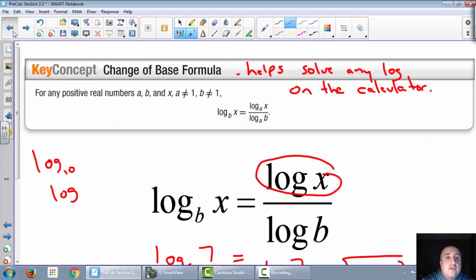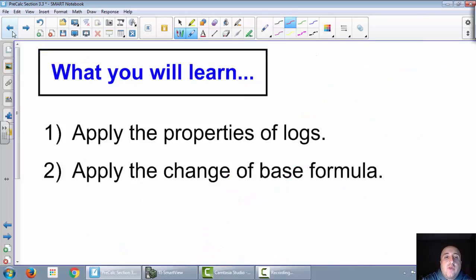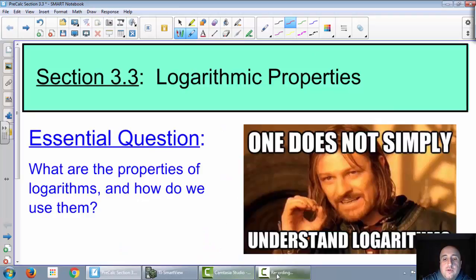All right, so that's it. That's how to use the log properties. They're pretty tough, I know, but we will discuss these more tomorrow.